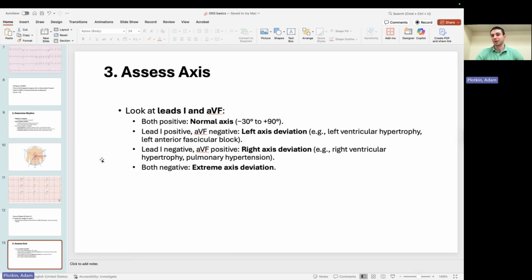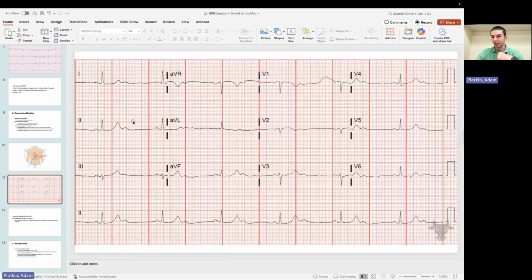So you probably learned the thumb method, right? My left thumb is my lead 1, and if lead 1 is pointing up, then my right thumb is going to be AVF. So if I look at the leads, let's use this one as an example, the EKG we just used, right?